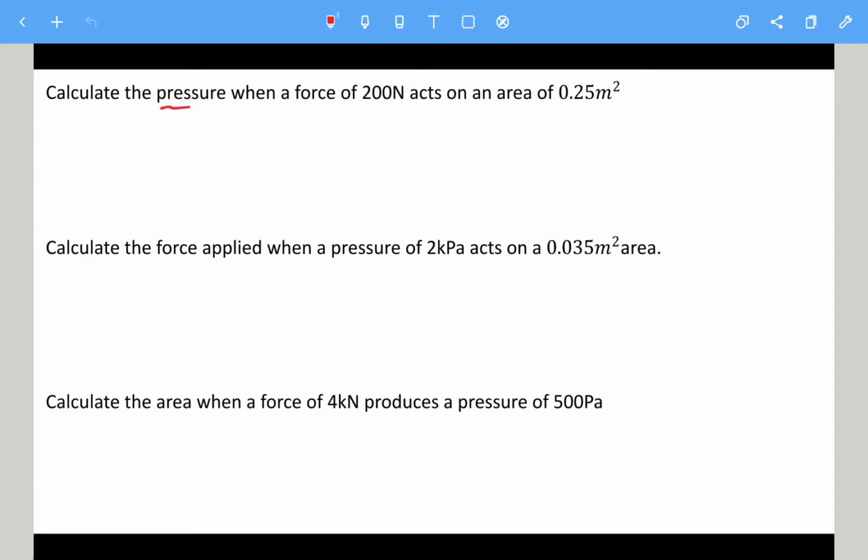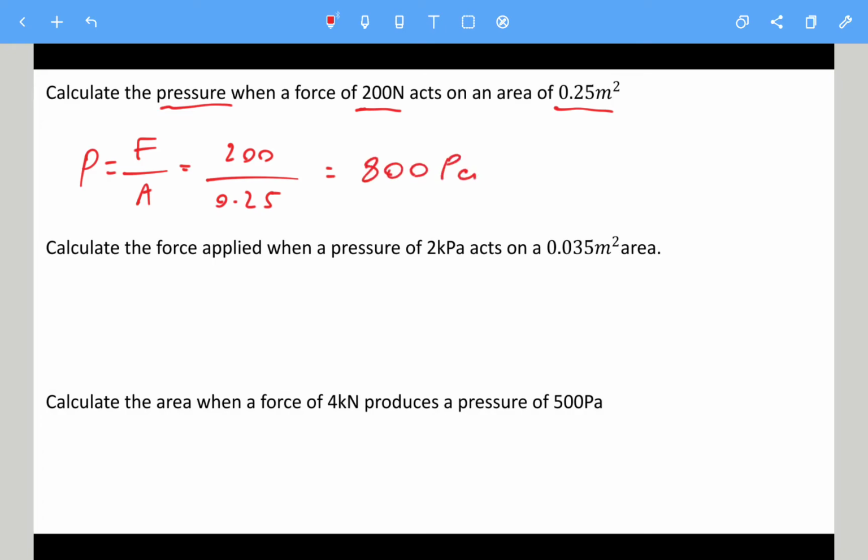So the first one, we're going to calculate the pressure when a force of 200 newtons acts on an area of 0.25 square meters. This one's pretty straightforward. Pressure would be force over area. So I'm going to write that first, then I'm just going to put my numbers in. It's 200 newtons divided by 0.25 square meters. So 200 divided by a quarter would give us 800 pascals. You could have put newtons per meter square, it's up to you, but I'd probably go with pascals, to be honest.